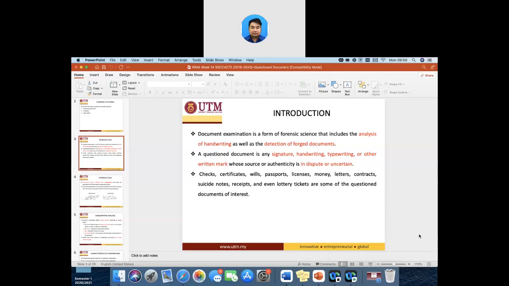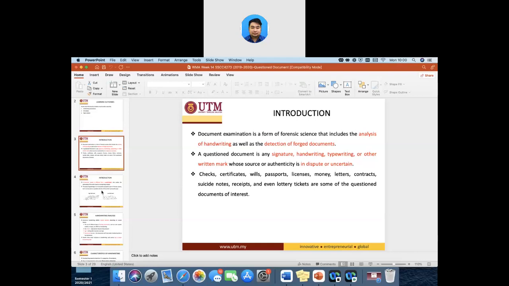Question documents is any signature, any handwriting, any typewriting, or even any written mark where the source or authenticity is in dispute ataupun uncertain. Kita suspect yang this document has been forged ataupun ada some penipuan yang berlaku. So all of this we call question documents, where it can be checks, certificates, wills, passports, licenses, money. Tugas kita sebagai forensic scientist is to do the handwriting analysis, the ink analysis, and the paper analysis to ensure that the document is forged ataupun tidak.